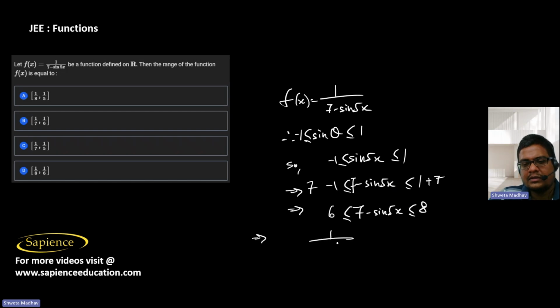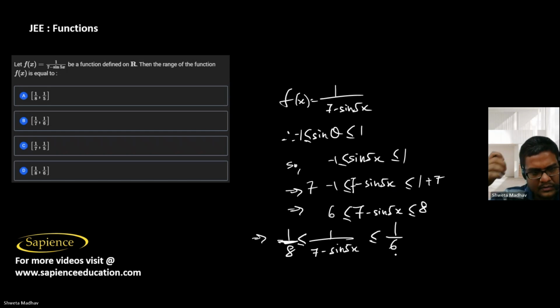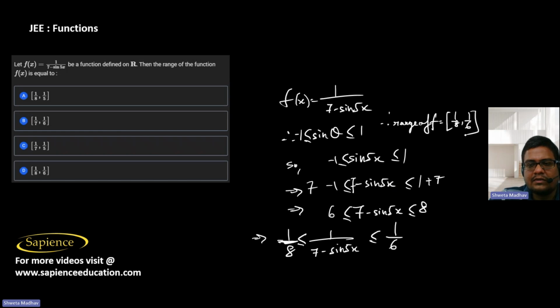So if you take the reciprocal, then 1 by 7 minus sine 5x will be greater than or equal to 1 by 8 and less than or equal to 1 by 6. So it will go from 1 by 8 to 1 by 6. Therefore the range of the function f will be the closed interval 1 by 8 to 1 by 6. So option D is the correct answer.